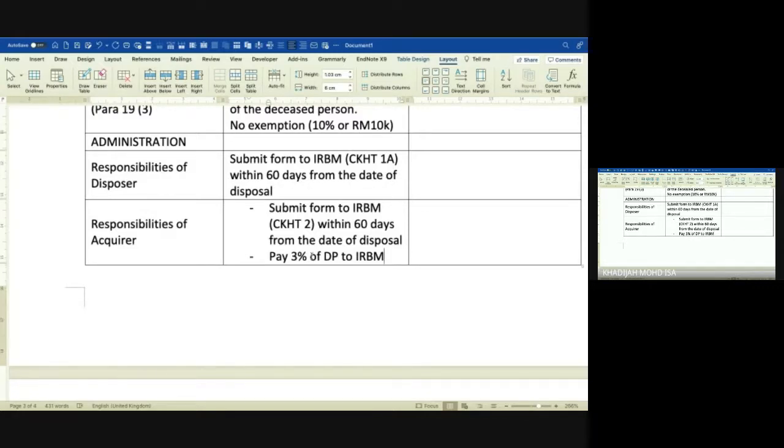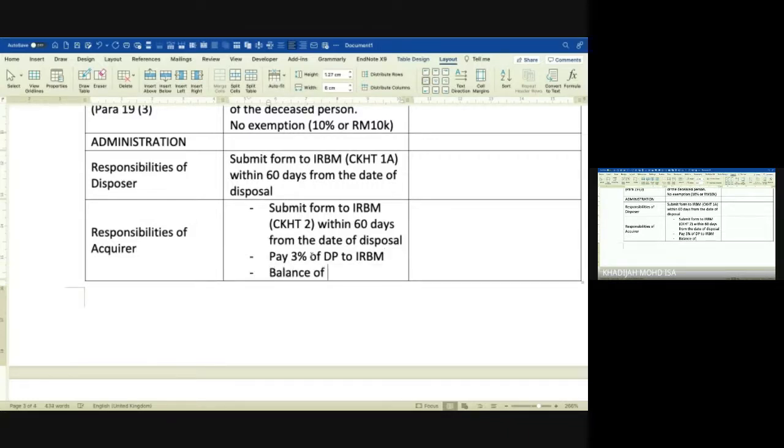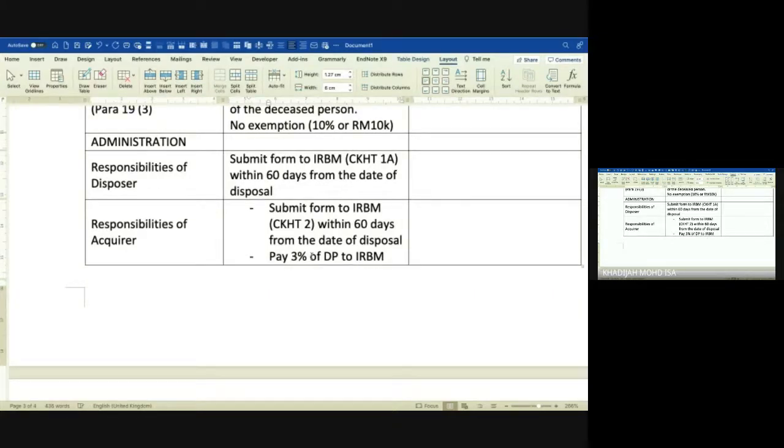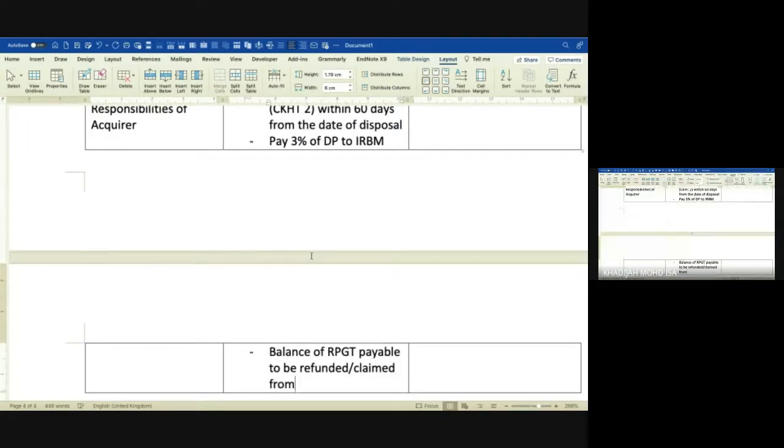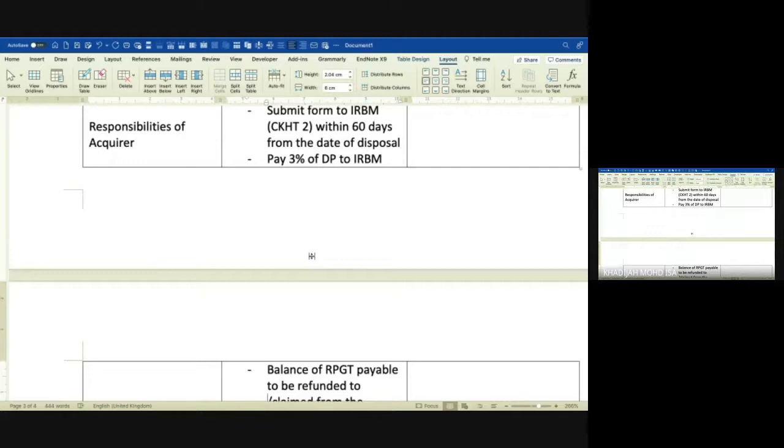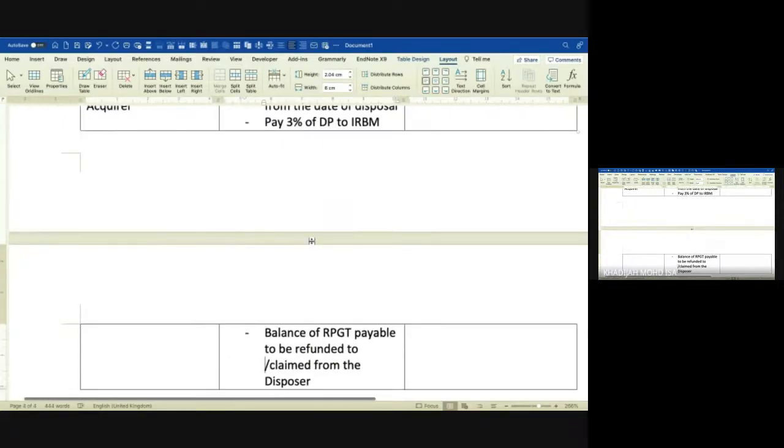So the IRB has collected 3%, and then based on the CKHT1 and CKHT2 submitted by the acquirer and the disposer, the IRB will do the computation on the RPGT. The balance of RPGT payable will be refunded or claimed. Remember the acquirer has paid 30,000 to the IRB. They will compute the RPGT based on the acquisition price, disposal price, and the information provided. So now they come up with the RPGT payable.